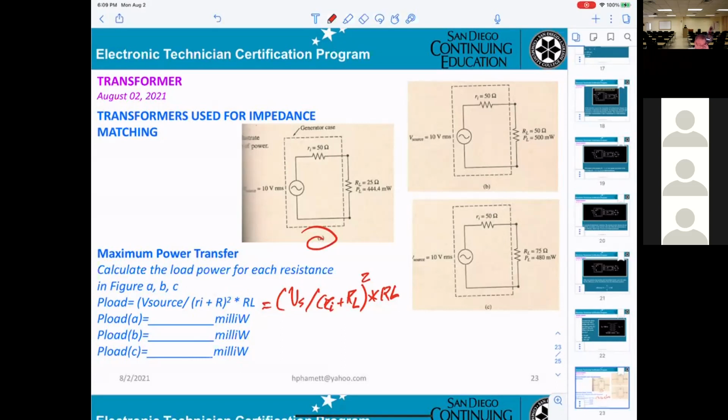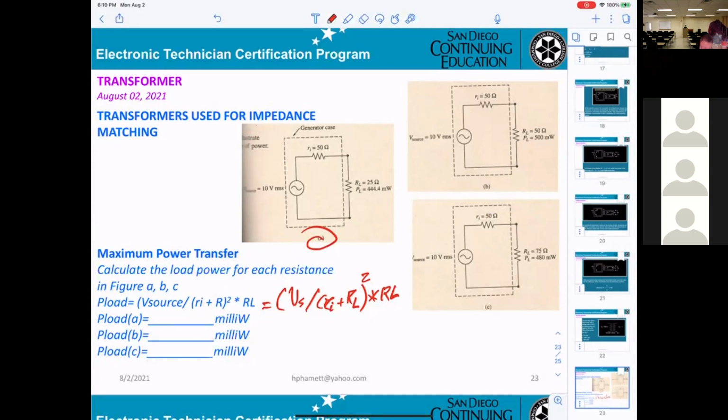Okay, I get 0.4 zeros, then 7, then all ones. Mr. Pham, I get 71.1 micro. No, is the RL in the denominator or in the numerator? You just apply it into this formula. No, the formula is correct, but is RL in the numerator or denominator?